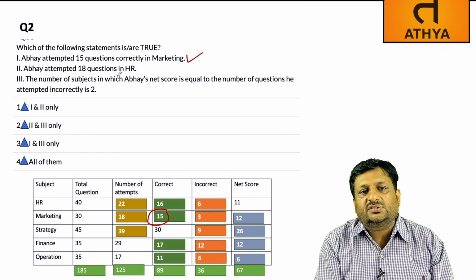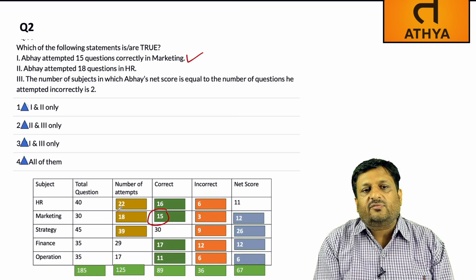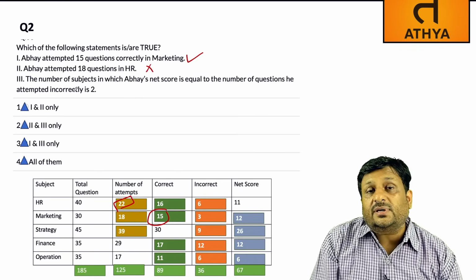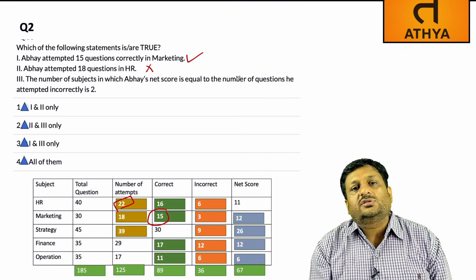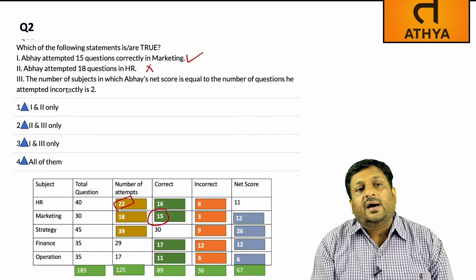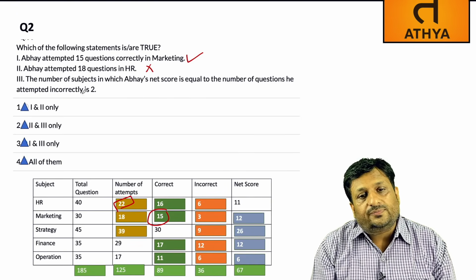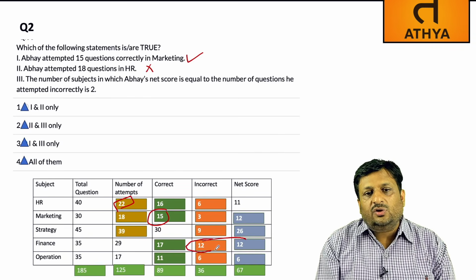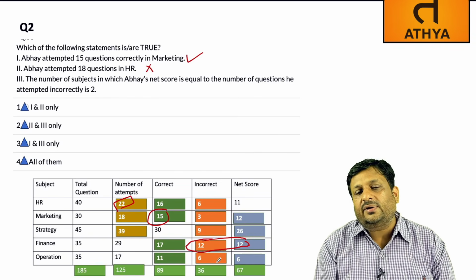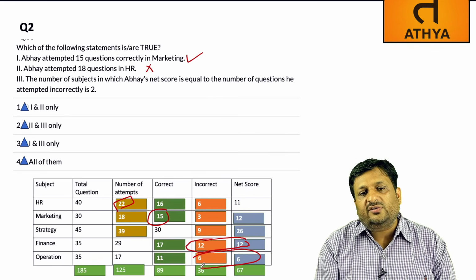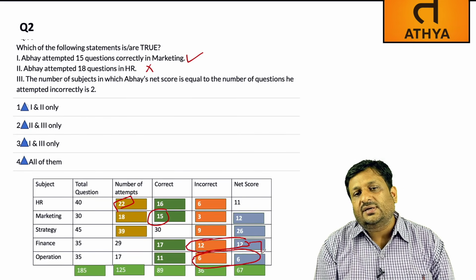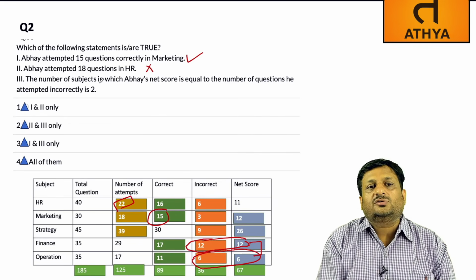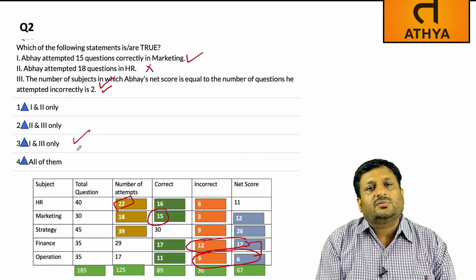What about the second? Abhay attempted 18 questions in HR. No. In HR, his attempt was 22, not 18. So this is wrong. The number of subjects in which Abhay's net score is equal to the number of questions he attempted incorrectly is 2. Okay. So in this subject, his net score is equal to the number of questions he attempted incorrectly. And in this subject also, in finance and operations, so we have 2 subjects in which his net score is equal to the number of incorrect questions. So this statement is also true. So my answer will be the third option here, isn't it?